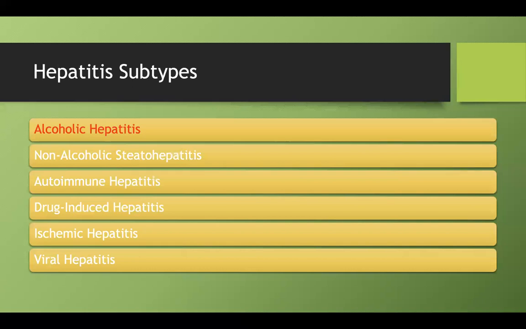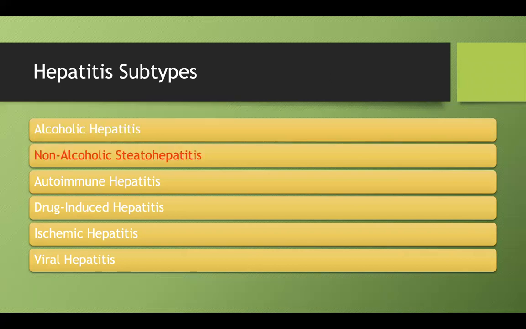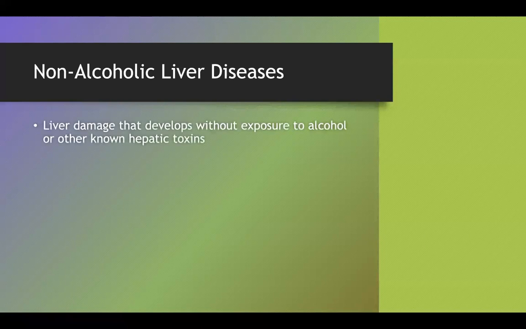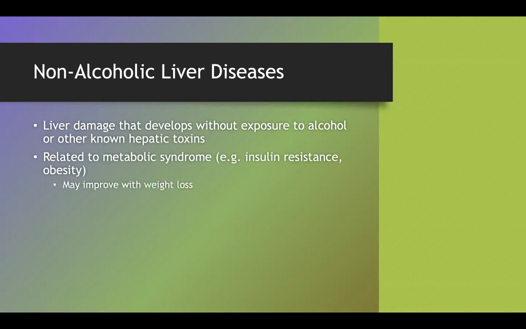So we've talked about alcoholic hepatitis and the whole alcoholic liver disease subgroup there. Now we're going to do the same thing, except this time we're going to talk about non-alcoholic steatohepatitis. So I'll start with all of the non-alcoholic liver diseases. This is liver damage, as the name suggests, that develops without exposure to alcohol or other hepatic toxins. It's often related to metabolic syndrome, such as insulin resistance or obesity.